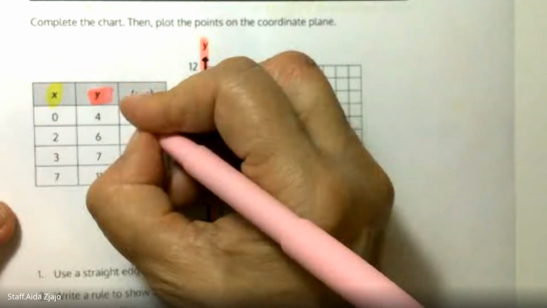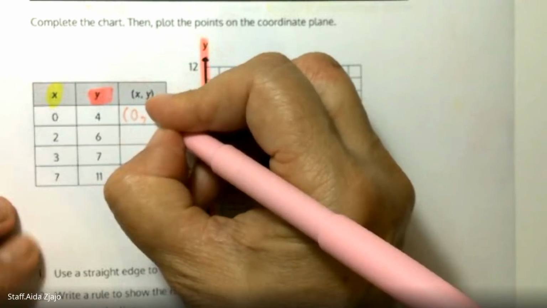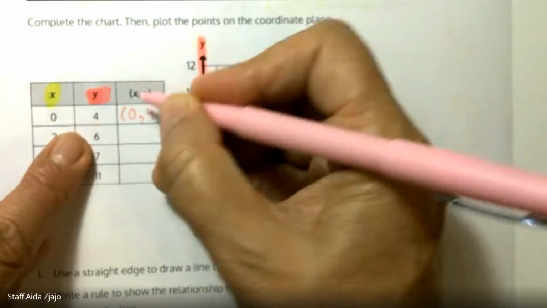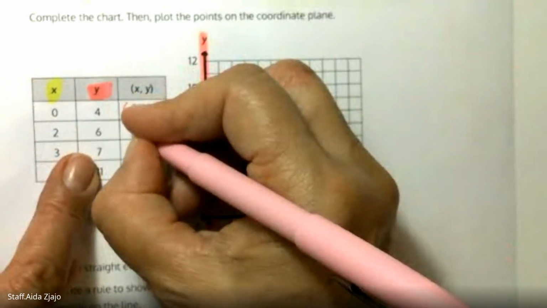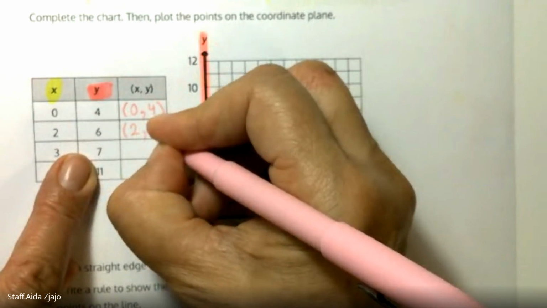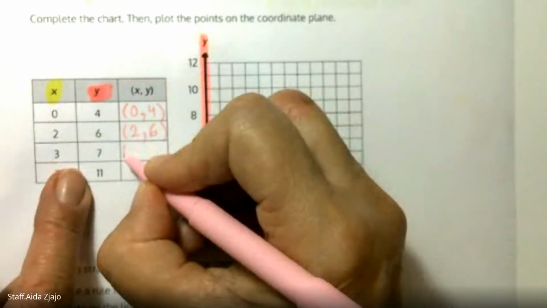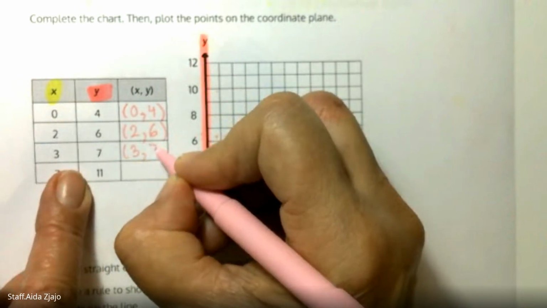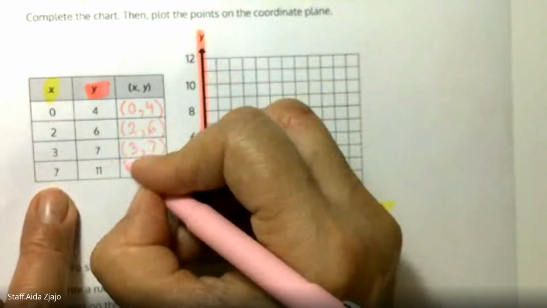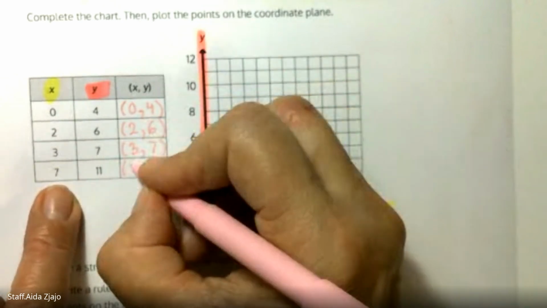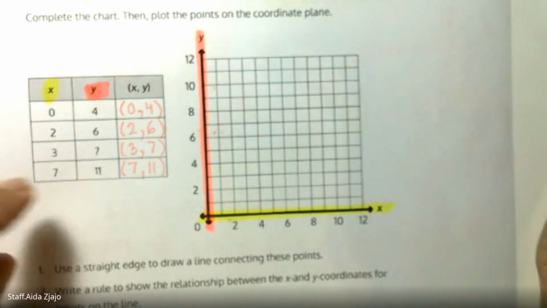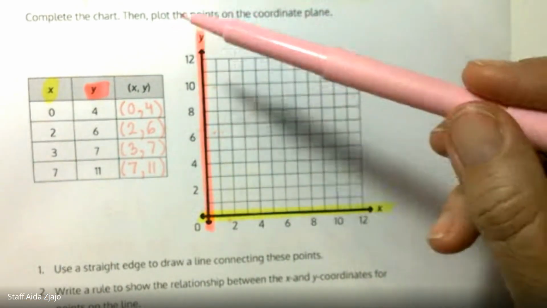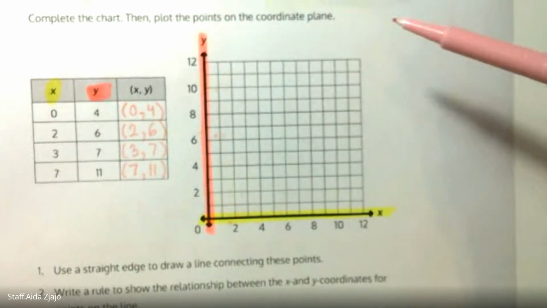So 0 and 4 would be 0x, 4y. And then this should be 2 and 6. This should be 3x, 7y. And this pair is 7x and 11y. Okay, complete the chart, then plot the points on the coordinate plane.